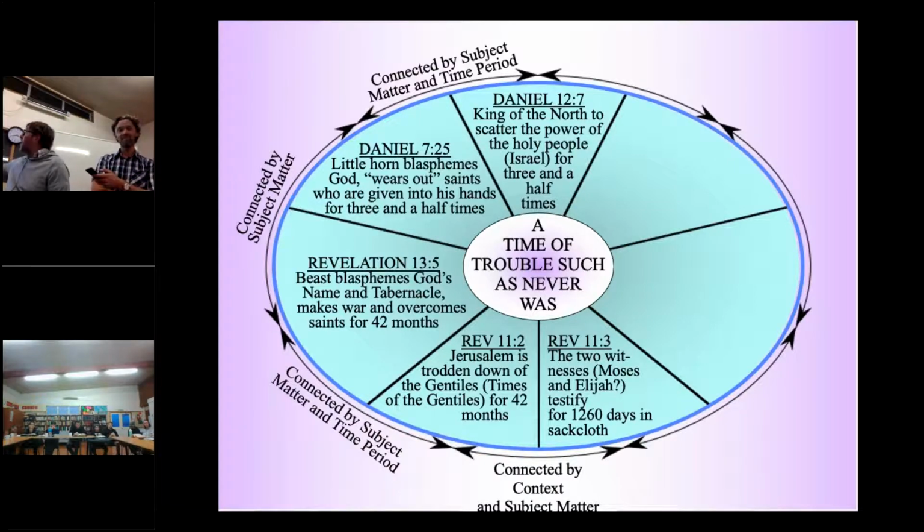What we're looking at is connecting the time of trouble in the sense of the scattering of the holy people, the wearing out of the saints, the making war and overcoming the saints, the treading down. So the context of the time of trouble is this bad thing: treading down, wearing out, judging, killing, murdering, mayhem. It's these things that are given power over God's people for a specific period of time. So this horn is allowed to wear out God's holy people for this period of time.